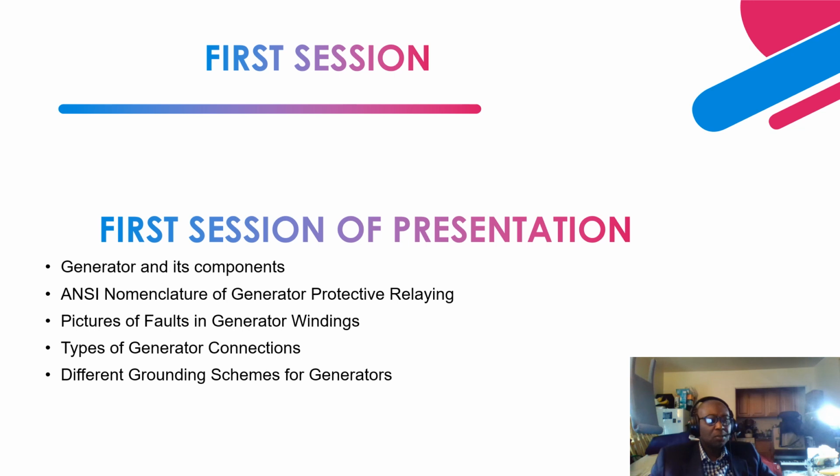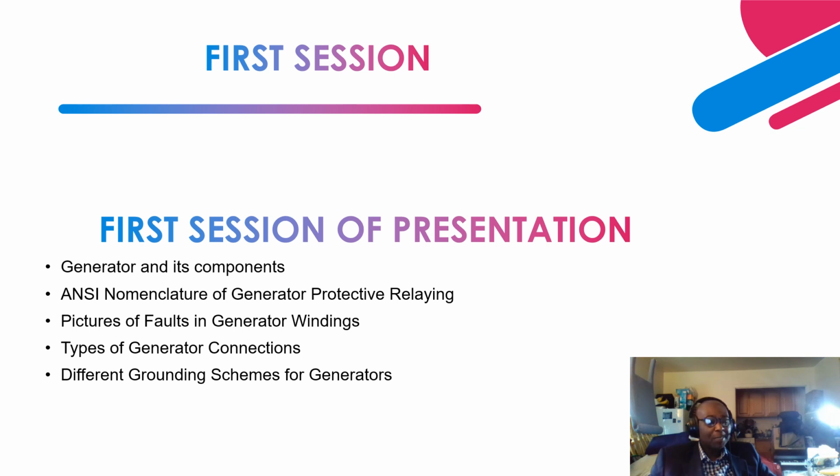So this session is going to comprise of generator and its components as you see it in a typical power plant, and I'll also talk about ANSI nomenclature for generator protective relay. As you know, protective relay engineers basically speak in numbers. Our jargon is based on numbers. So if a protective relay engineer says 87, definitely you know what he's talking about. He's talking about differential protection. So we'll talk about ANSI designated nomenclature that is basically designated for generator protection elements.